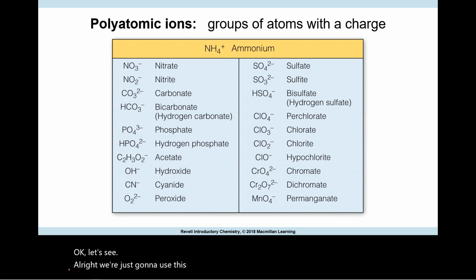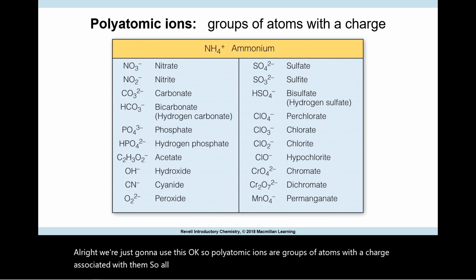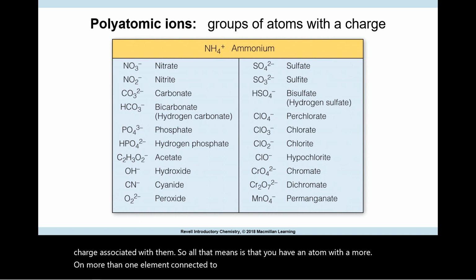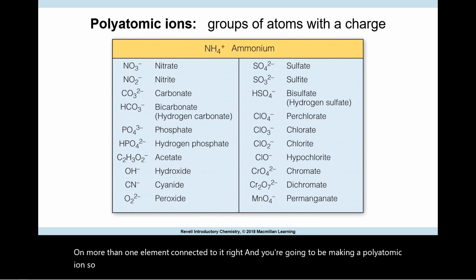Okay, so polyatomic ions are groups of atoms with a charge associated with them. So all that means is that you have an atom with more than one element connected to it, right? And you're going to be making a polyatomic ion. So that's all it is, a group of atoms with a charge put together.